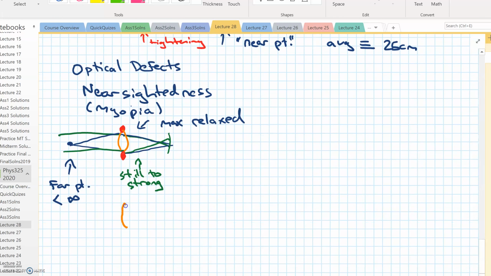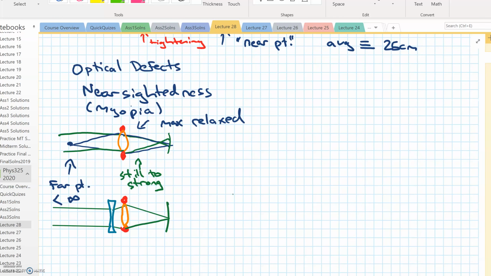And how do we fix it? Well, if the lens is too strong, we're going to use the fact that dioptric strengths add, lenses add in the inverse, and we'll just weaken it up some. So we'll put a diverging lens in. So we have our object at infinity. We're now going to diverge the beam just a bit. And now we can bring our far point back out to infinity.